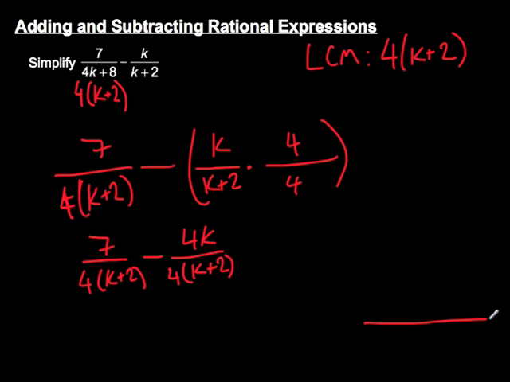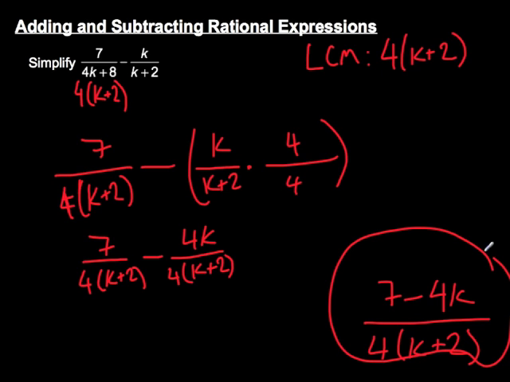And then, since we have our common denominator, we get 4 times k plus 2 in the denominator. And we subtract the numerators since it's subtraction. 7 minus 4k. There's our answer. This is our final answer because we can't simplify it any further.